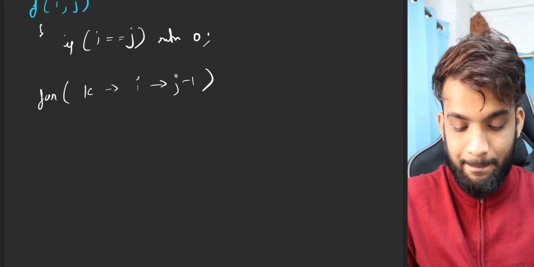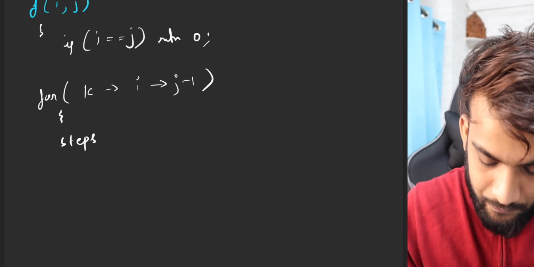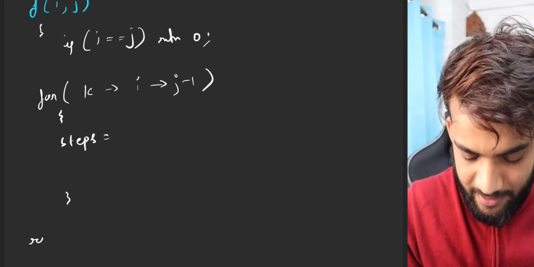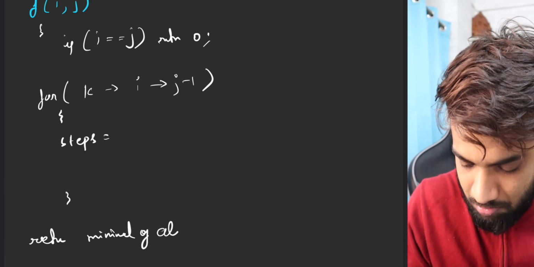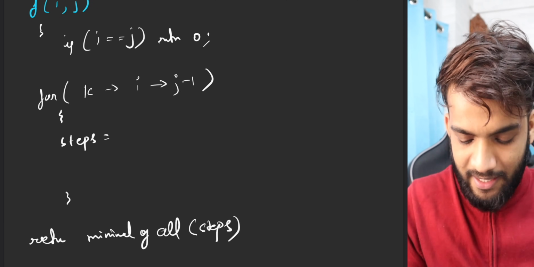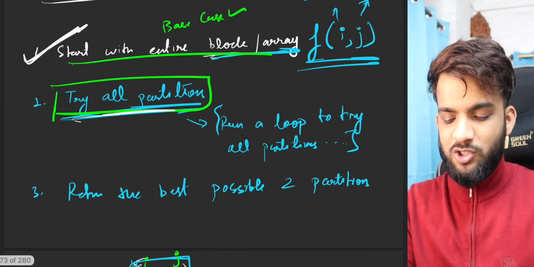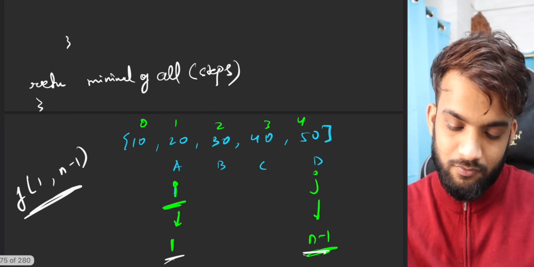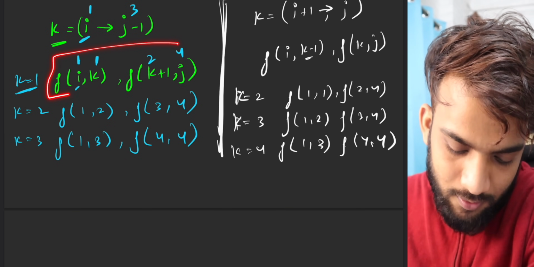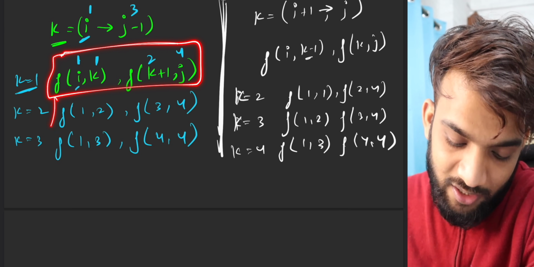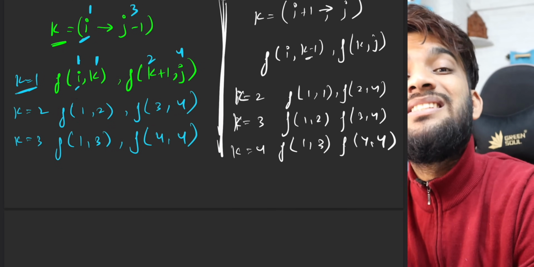Okay. What's the next step? We have to figure out the number of steps. And after that, we have to probably return the minimal of all steps. So let's understand this because the second point is kind of half done: return the best possible partition. This will give me some answer. This will give me some answer. And what do I need to take? I need to take the best among them.